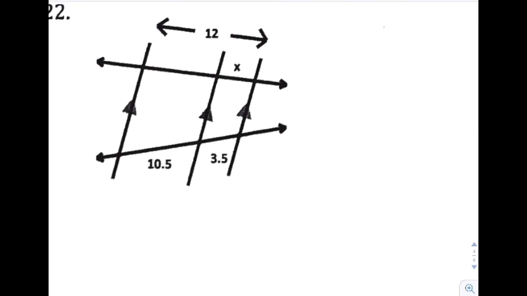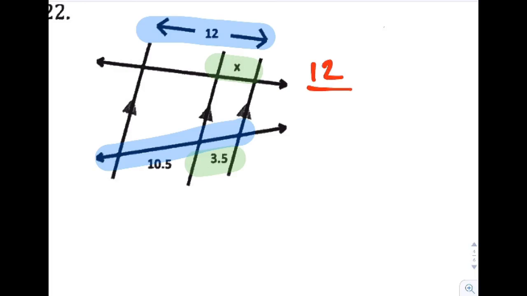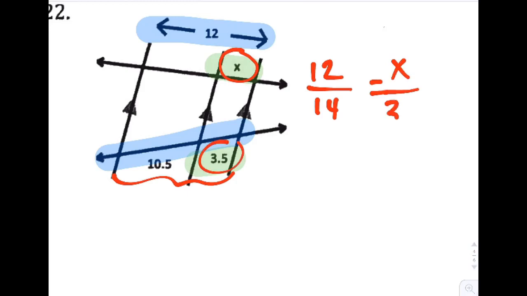Same thing here. There's no such thing as 12 plus x in this picture. 12 already includes the entire distance between those three lines. So I'm going to say the entire part over little part, just like the last problem. So the entire 12 over the entire 14, that's 10.5 plus 3.5, and then go back here and go little over little, cross multiply and solve.